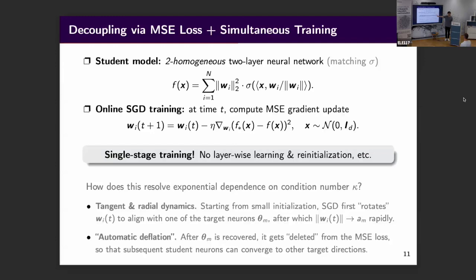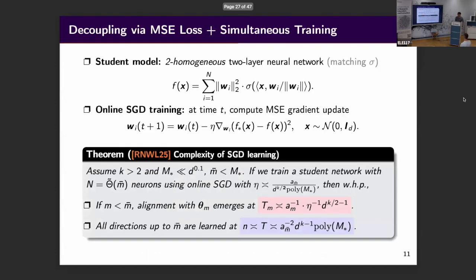Does this make sense? Okay. So here we have to use interaction between neurons. We have to use the MSE loss for this sort of deletion mechanism to happen. Okay, so here's the theorem that we can prove for this single phase training.